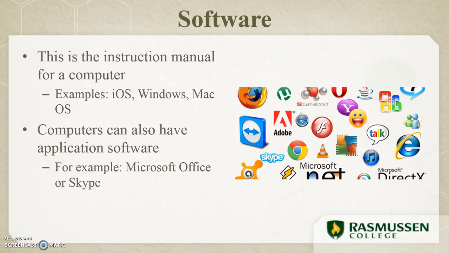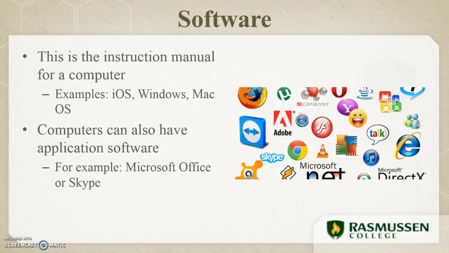Next, we have our software. Software is essentially the instruction manual that allows your computer to do its functions. It's also called your operating system. For computers, it helps them to run. For example, think about your iPhones. They have that iOS system. That is essentially the software for your phone. For computers, it could be things such as Windows, Mac OS, or Unix.